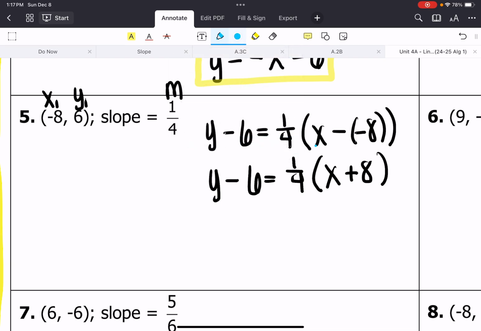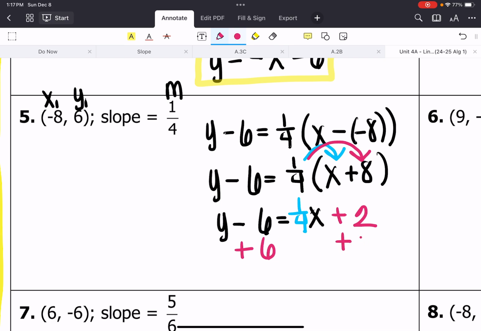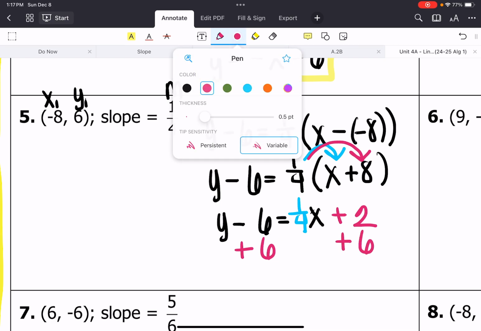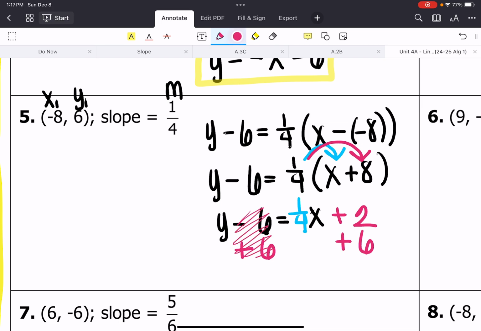Now let's go ahead and distribute. 1/4 times x, that gives me 1/4 of x. And then 1/4 times 8, that gives me plus 2. On the left-hand side of your equation, you still have y minus 6. Remember, we want y by itself, so I'm going to have to get rid of 6 by doing the opposite. If I'm subtracting 6, the opposite is to add 6. And what you do to one side, you do to the other. Minus 6 plus 6, that becomes 0. Y is by itself. And it's going to equal 1/4 of x plus 8.